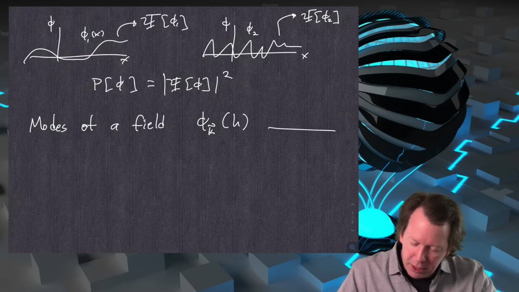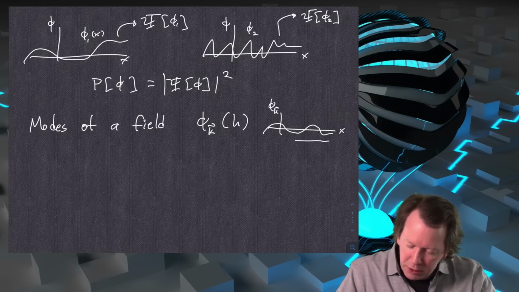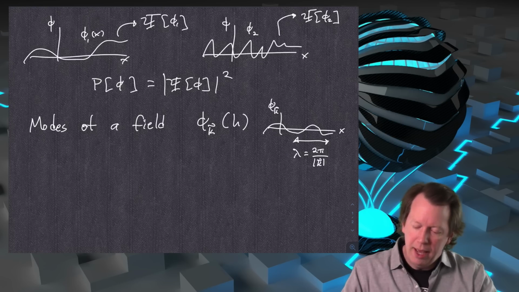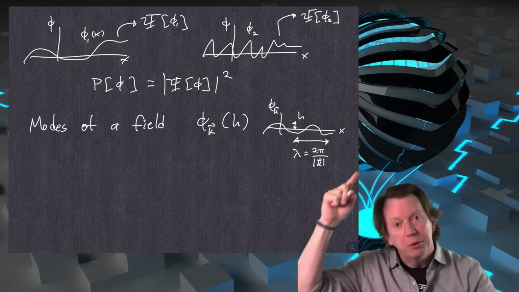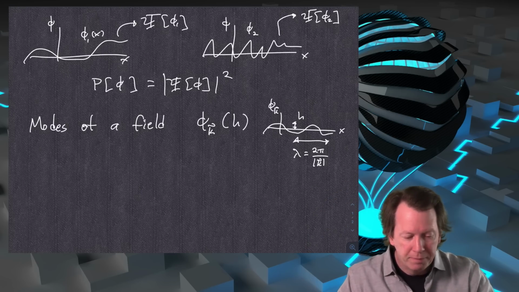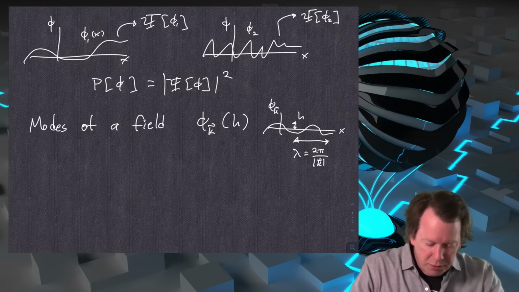So very roughly speaking, you have some sine wave here. This is x, this is phi sub k. And the wavelength, which is the distance between, let's say, two troughs, lambda, is 2 pi over the size of k. And the height is just this tiny value here, h, the amplitude of the highest peak in the sine wave. And so we showed that modes of a field are like simple harmonic oscillators.